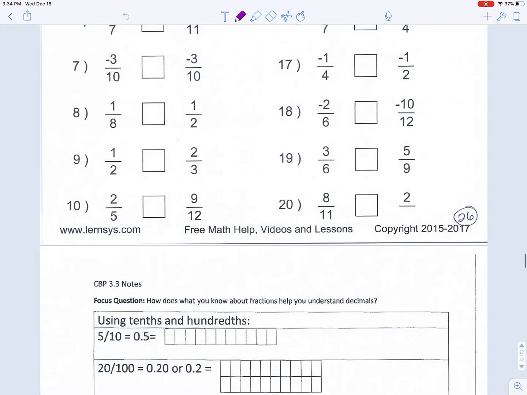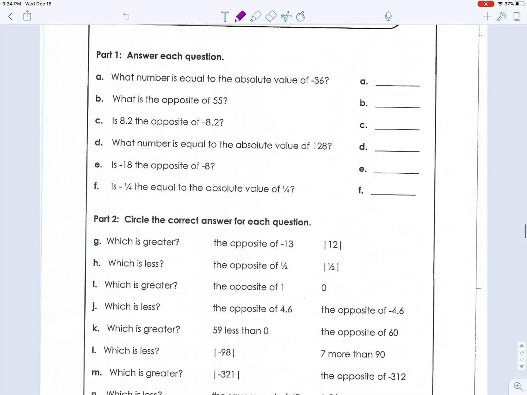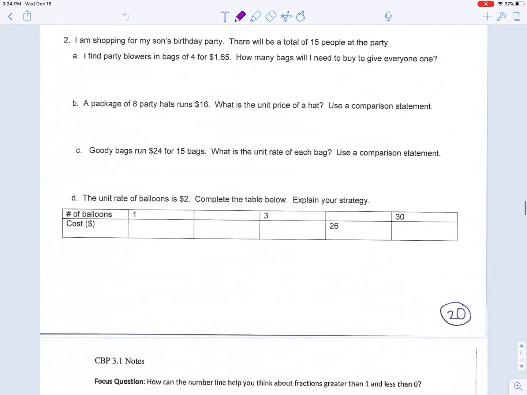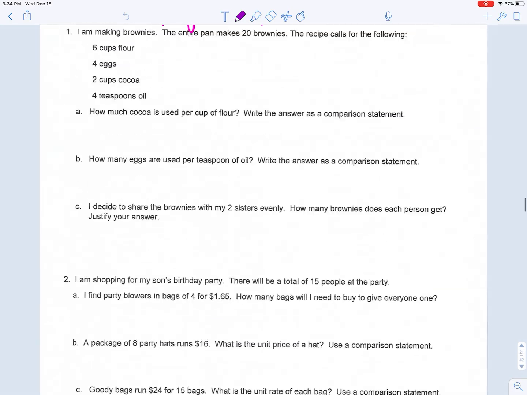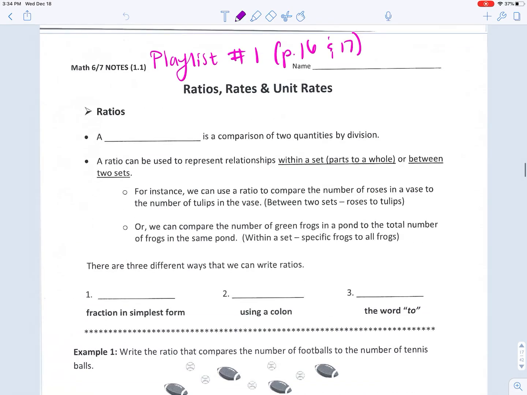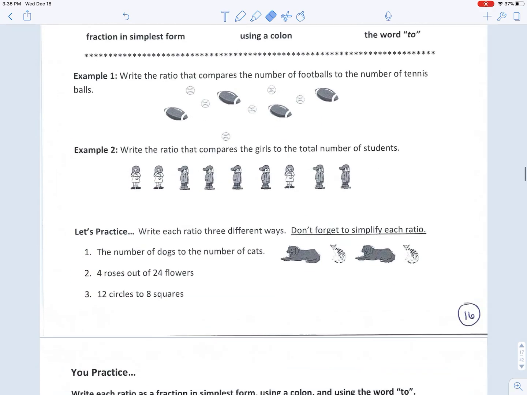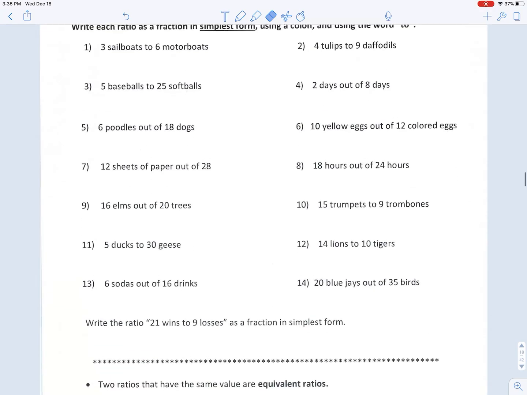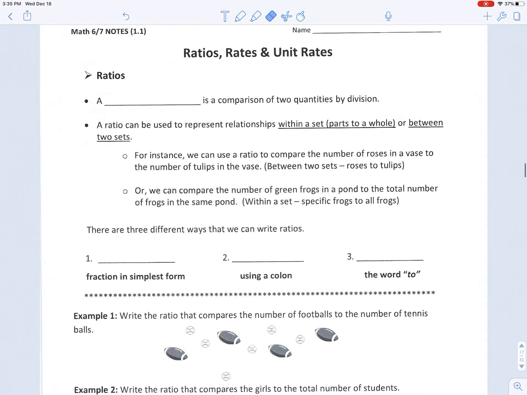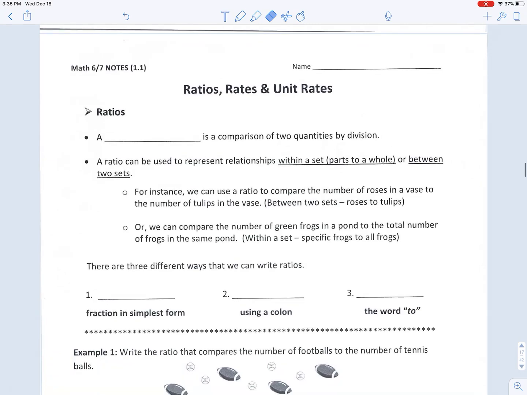I'm going to walk you through, in comparing bits and pieces, let's see, where is it? Nope, that's not it. A little bit further up here. Here we go. I'm going to walk you through page 16. Yeah, just page 16 here. Maybe I'll do one or two of these on page 17, but that's all part of your playlist for today.